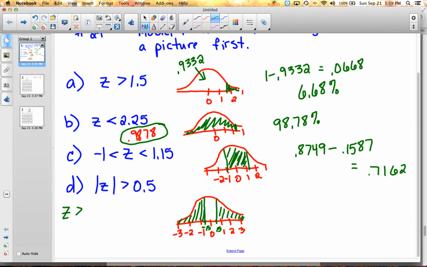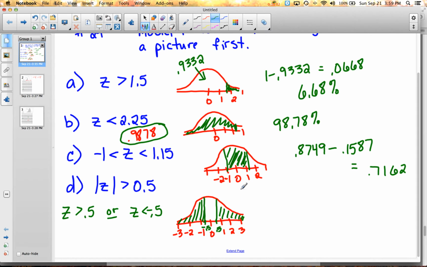Z is greater than 0.5, or, and remember, z is less than -0.5. That was how we solved absolute value inequalities, and that's exactly how I just reasoned through this one. So now we have to come up with a way that we can figure out this region. So we're going to pause this again, and you can figure out how you're going to do this.